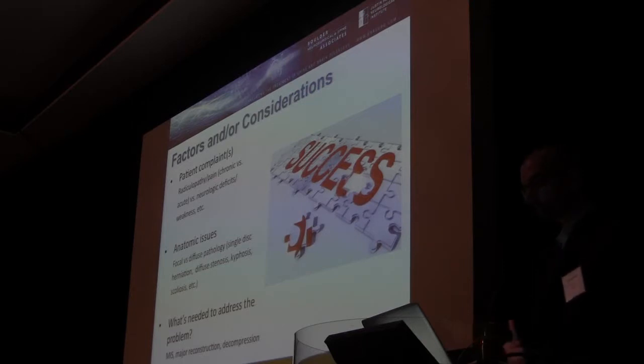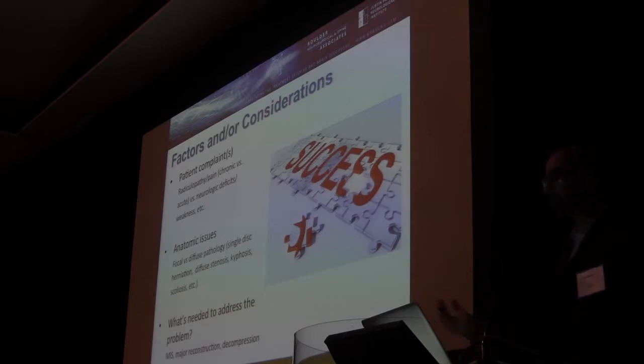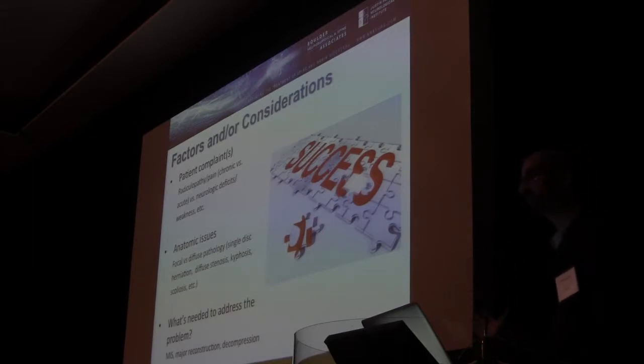Now, do they have neurological deficits? That's a different sort of ball of wax. Do they have weakness? Are they losing function? Okay. Anatomic issues. Is the problem in their spine, is it focal or is it a diffuse pathology? I'm going to go through a lot of case examples for the second half of my talk to talk about and solidify some of these principles.